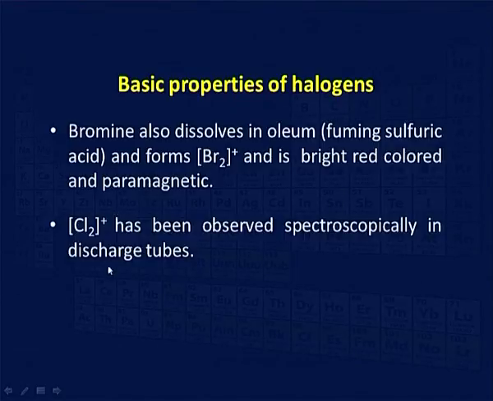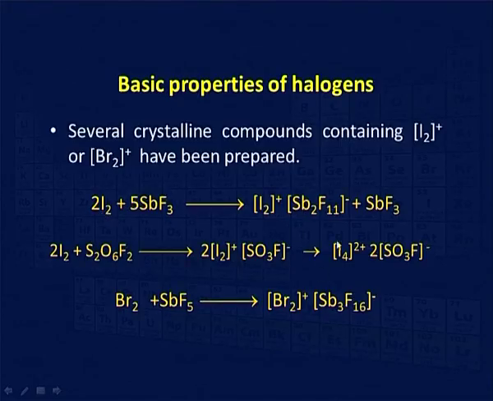Both of them are paramagnetic, and the cation of chlorine has been observed spectroscopically in discharge tubes. Several crystalline compounds containing I2+ or Br2+ have been prepared. This is the way how the positive species of iodine, I2+, has been prepared, and likewise Br2+ with antimony pentafluoride. Antimony trifluoride is going to react with iodine.